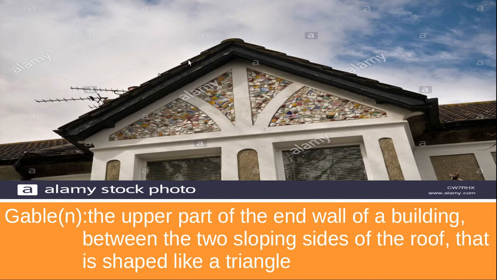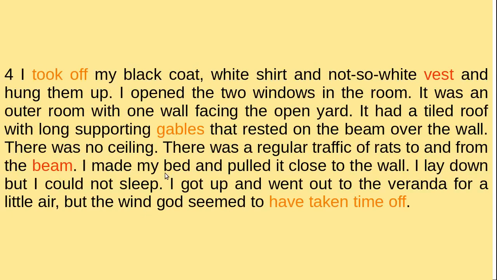Next, this is gables. Gables. You see this structure. This one. See. The upper part of the end of the wall of a building between two sloping sides of the roof that is shaped like a triangle. You can see this is the gable, right? Now let us discuss that paragraph.